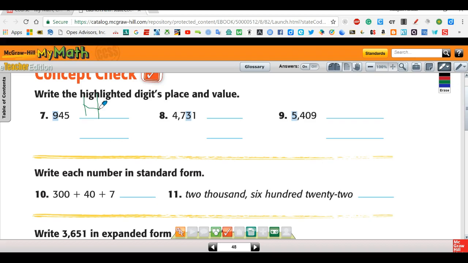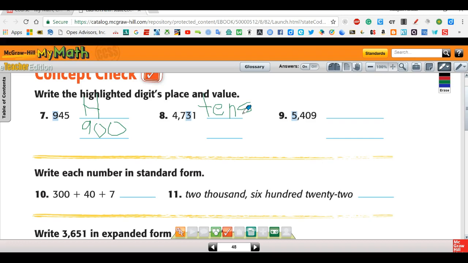But what value does it have though? How do I write that? 900. Number 8. I have 4,731. What place is the 3 in? Obviously, because the 3 is highlighted. 10. But what value is it though? Is it just 3 or 30? 30. It would be 30.